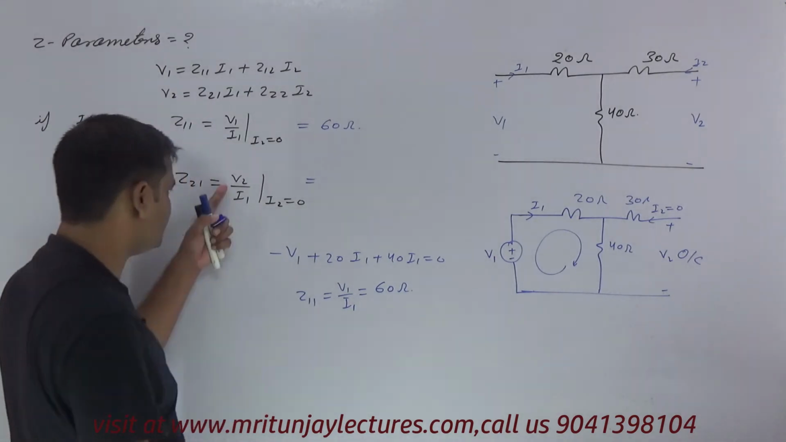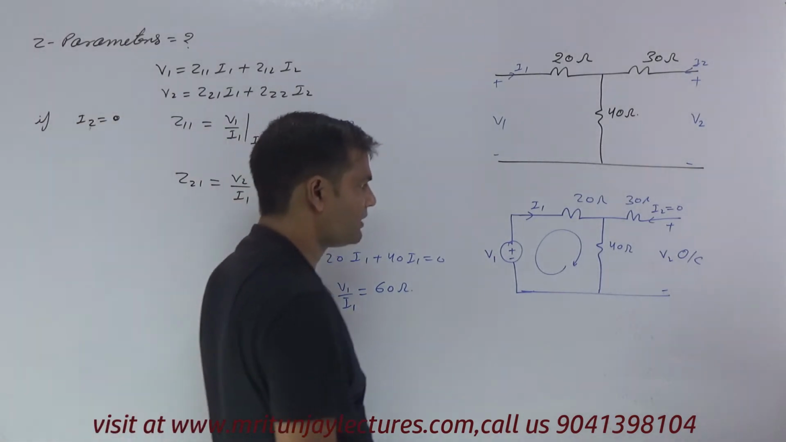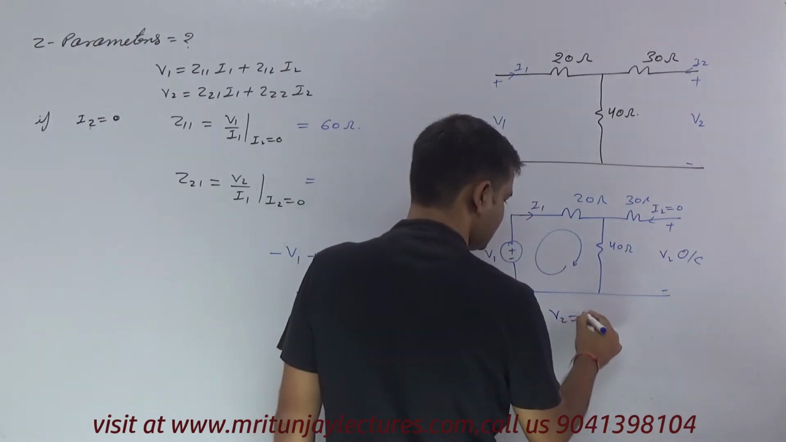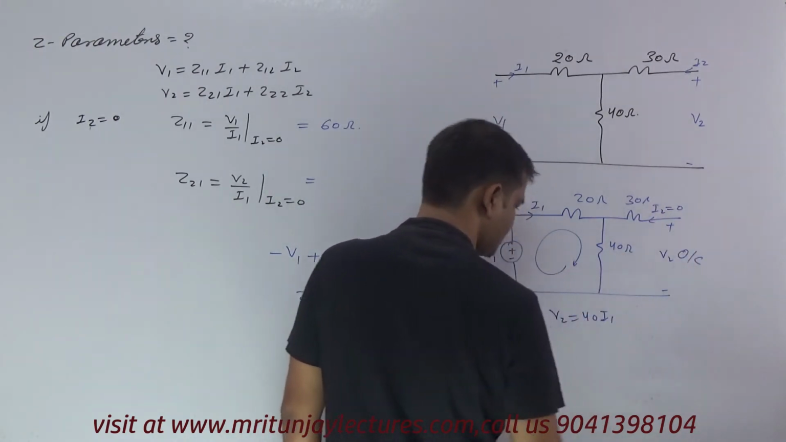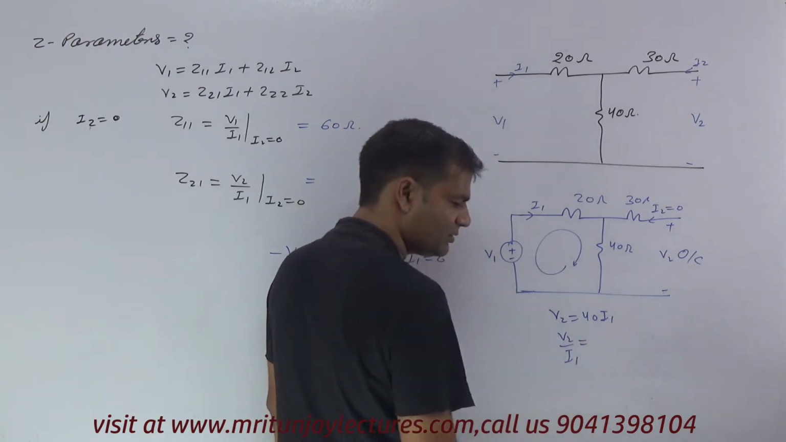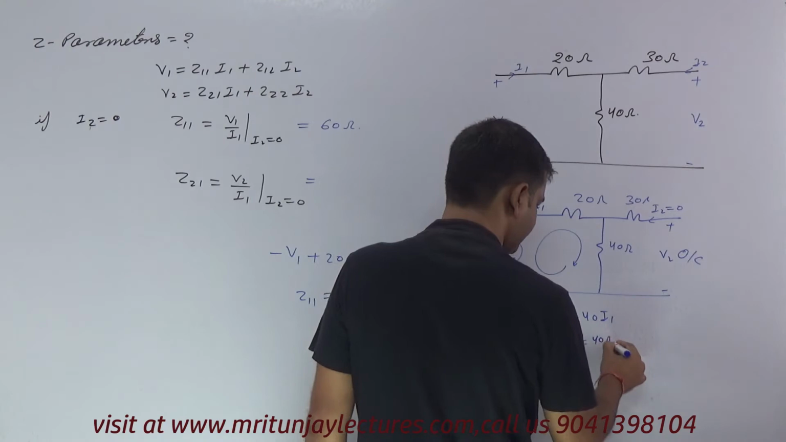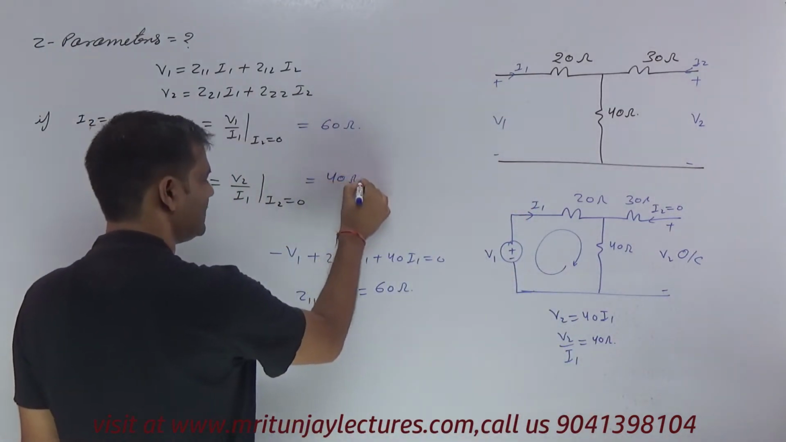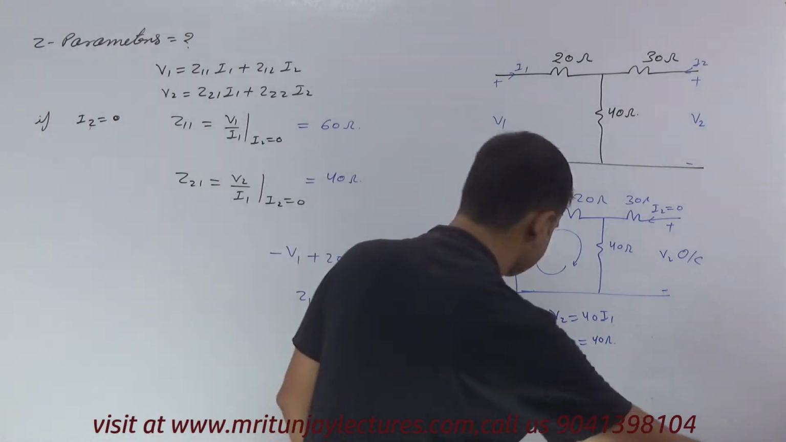Z21 means V2 by I1. I know that the voltage across this one, V2, is written as 40 into I1. So V2 divided by I1 at I2 equal to 0, we get 40 ohm. So that is 40 ohm. Clear?